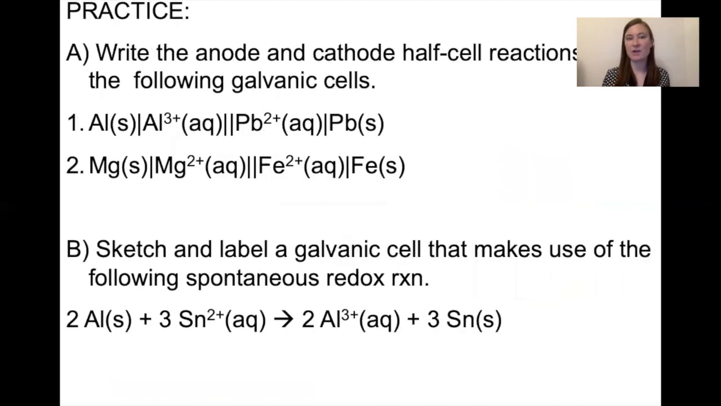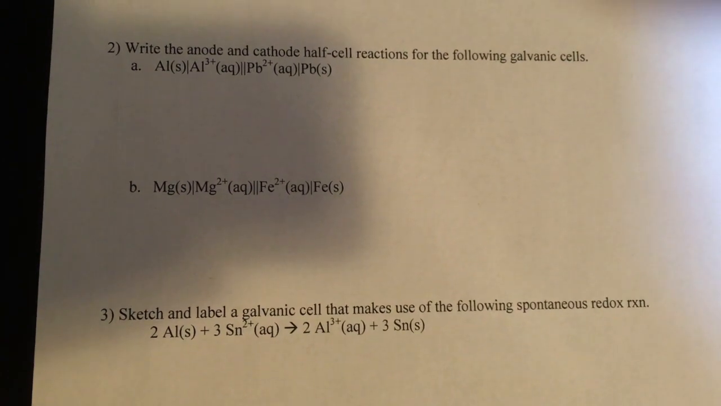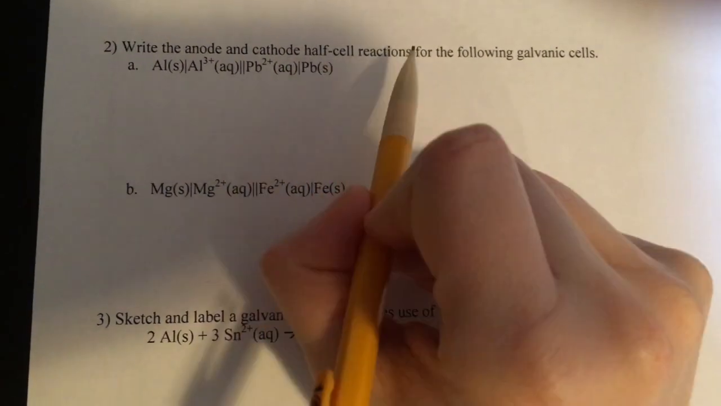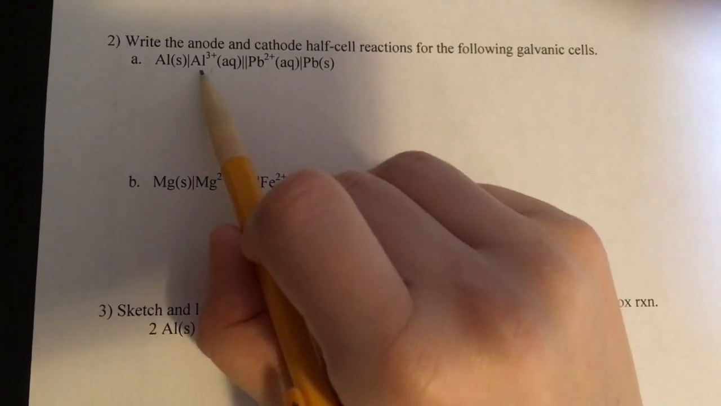So let's look at a couple of example problems. I want to know the half cell reactions for these two possible galvanic cells. And then I want you to sketch and label a galvanic cell that actually uses this spontaneous redox reaction. All right, let's go ahead and get started on these practice problems. So we want to write the anode and cathode half cell reactions for these two possible galvanic cells.